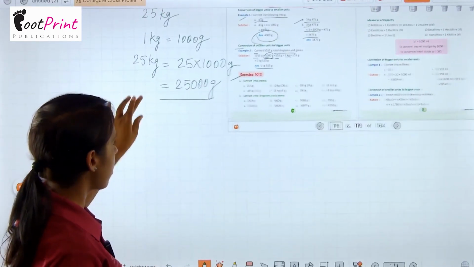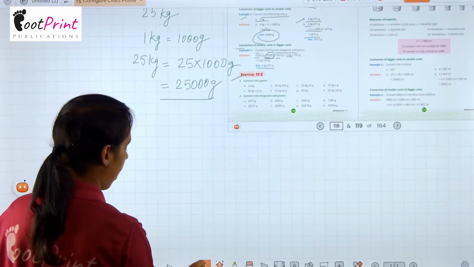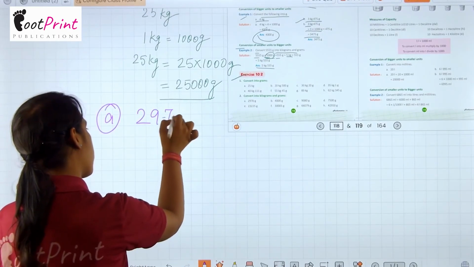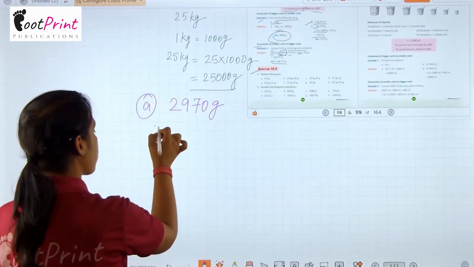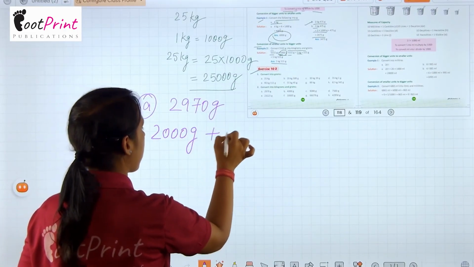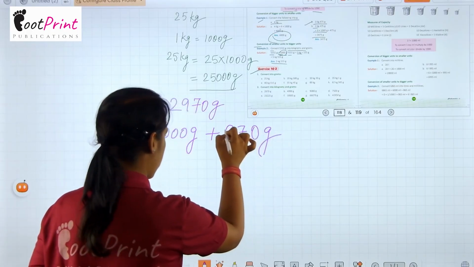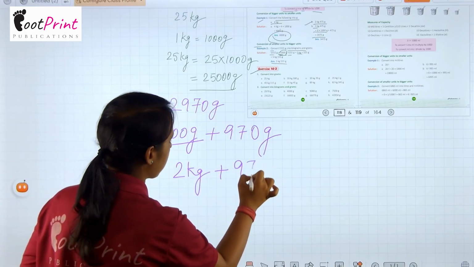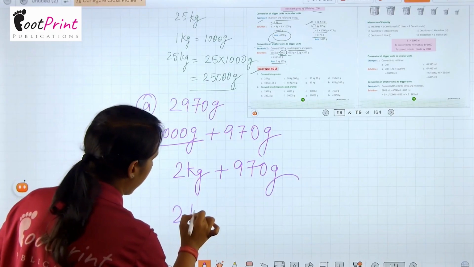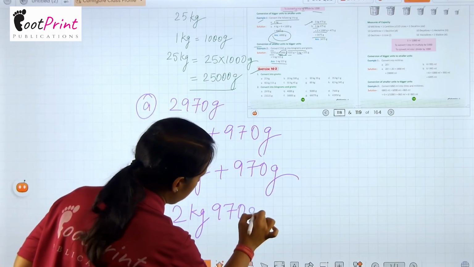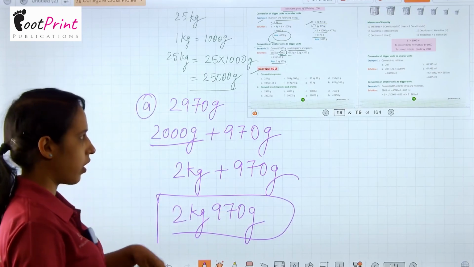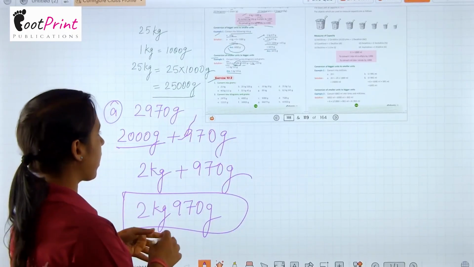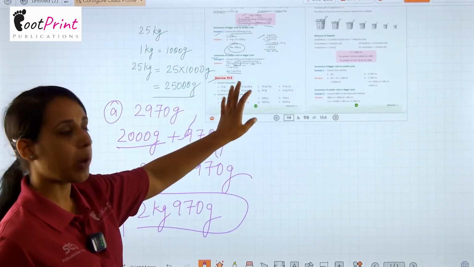Now we have question number 2, convert into kilograms and grams. And how do we convert? Let's see here. First we have 2970 gram, and we can write it as 2000 gram plus 970 gram. So 2000 gram will be written as 2 kilogram plus 970 gram. So we can write here 2 kilogram 970 gram. This is our answer. In this way we can convert the given units into kilograms and grams.